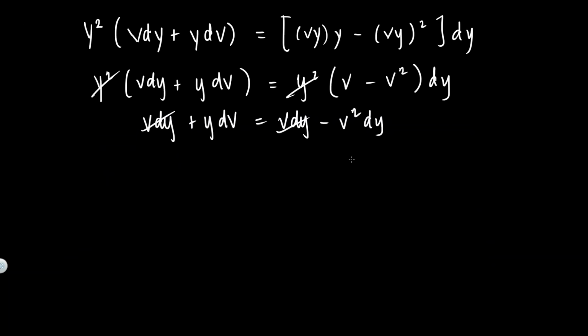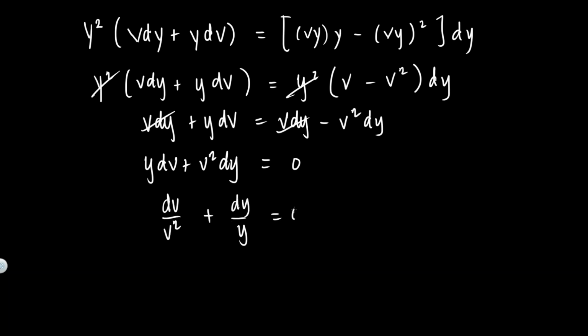Then transpose yung negative v squared dy on the left side. So we have y dv plus v squared dy equals 0. A variable separable. Yes. So pagsamahin yung mga v sa v, y sa y. So we have dv over v squared plus dy over y equals 0.